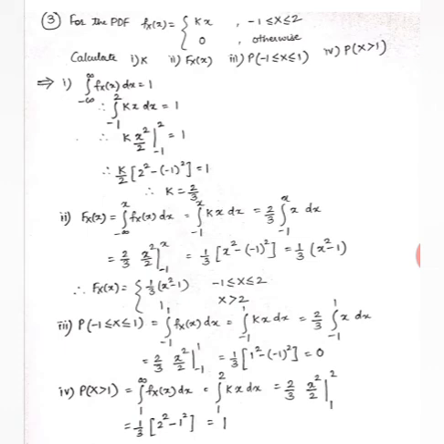Second thing is the CDF that we need to find out, that is capital FX(x). By definition, capital FX(x) is equal to the integral from minus infinity to x of small fX(x) dx. For this particular numerical, the lower limit is -1, so the integral from -1 to x of kx dx. Now the k value we have found out as 2 by 3, so we substitute k as 2 by 3, integral -1 to x of x dx.